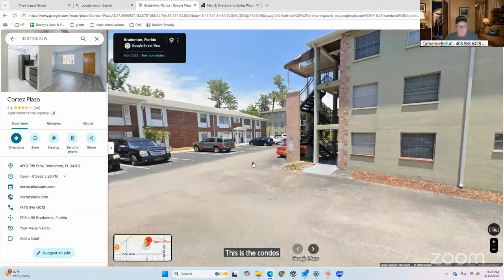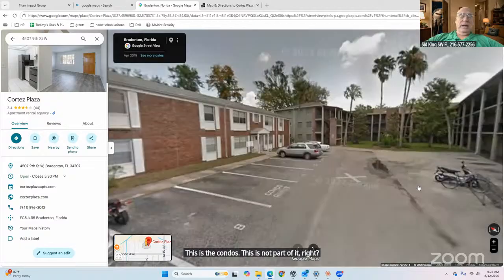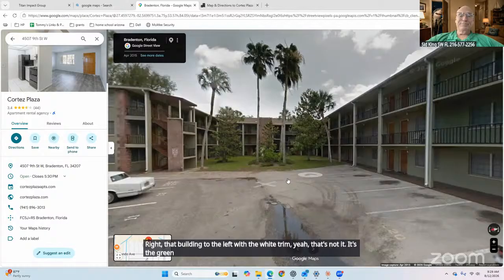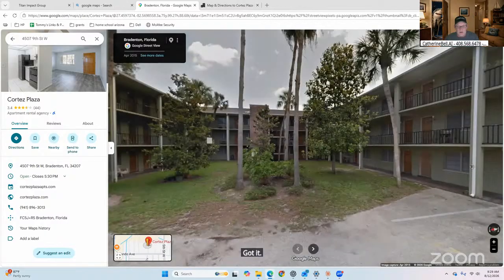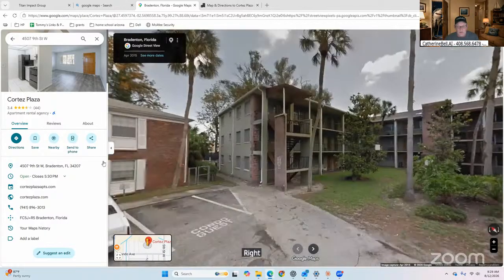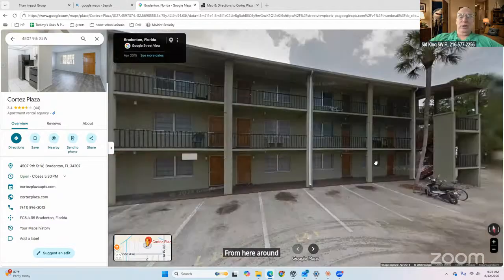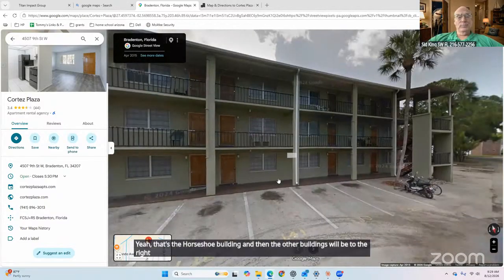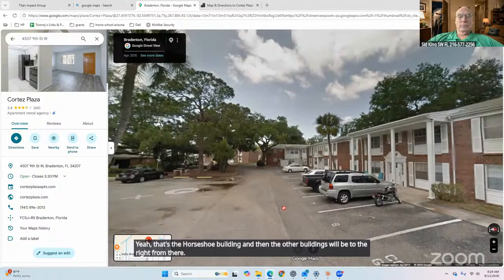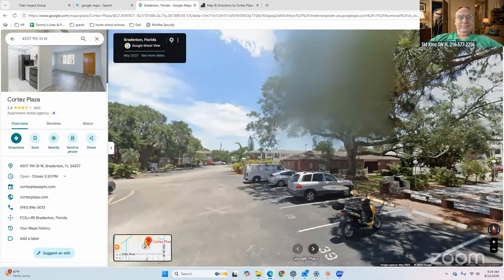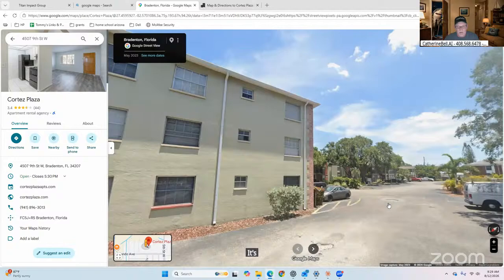This is not part of it, right? That building to the left with the white trim, that's not it. It's the green one in the back there. Got it. So all these right here, from here around to there, that's the horseshoe building, and then the other buildings will be to the right from there. Or go to the left and keep going.